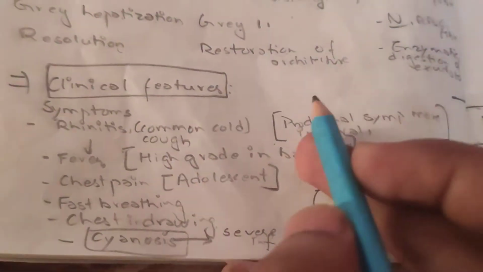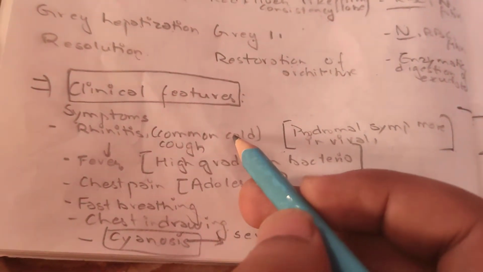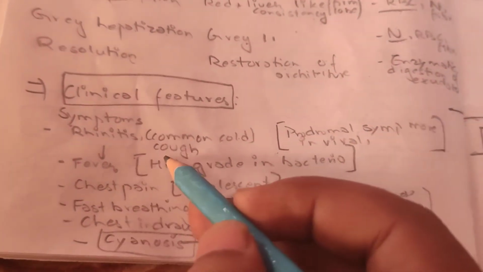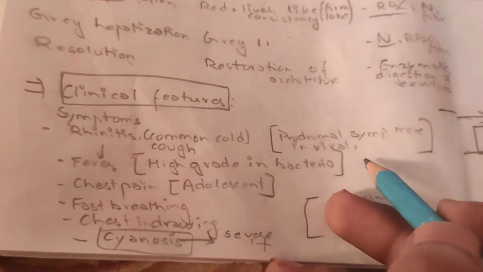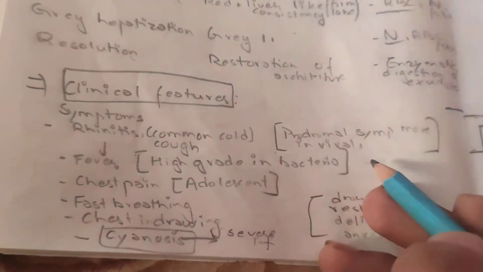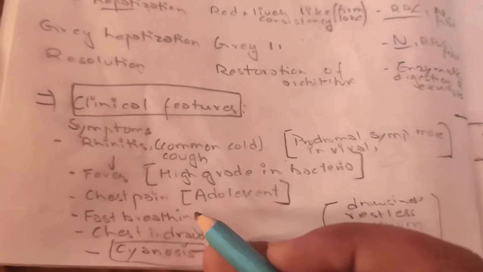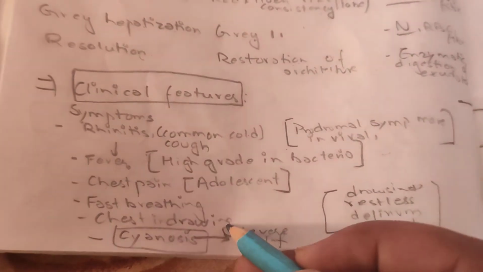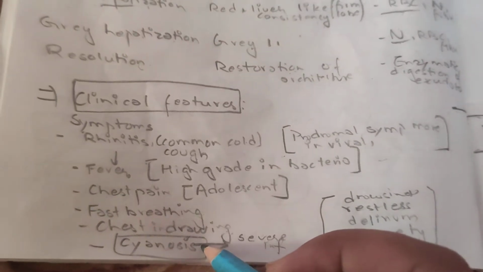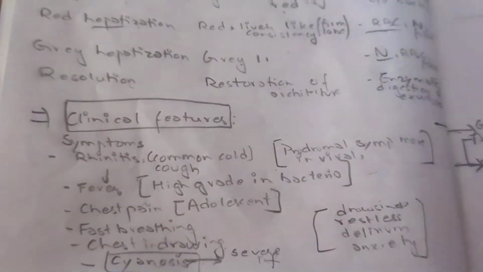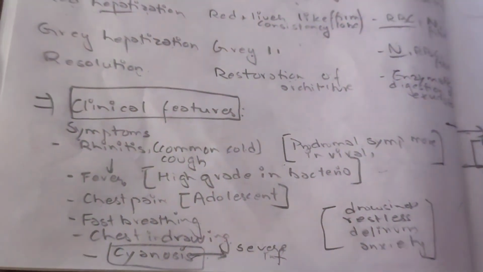Now, what are the clinical features of pneumonia? Symptoms: there are prodromal symptoms like common cold, cough. It is followed by high fever with chills. High grade fever occurs in bacterial infection, while low grade fever occurs in viral infection or mycoplasma. Chest pain: adolescents complain of chest pain. In a child, fast breathing and chest indrawing can be the complaint. Cyanosis: if there is severe infection, the patient also has bluish discoloration of the skin. Other features are drowsiness, restlessness, delirium, anxiety.